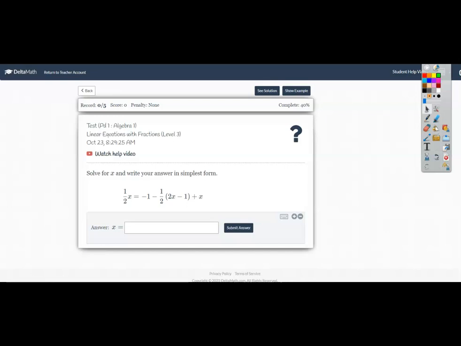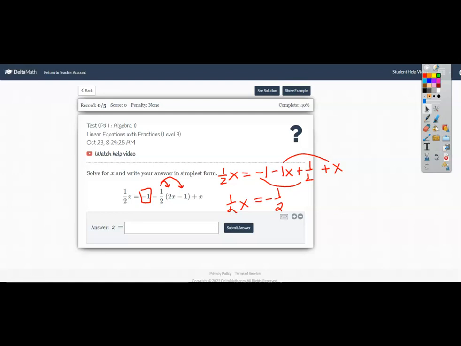All right, so you're going to distribute here. You're going to leave everybody else the same. This minus 1 in the front remains, only the negative 1/2 is being distributed. So half of 2 would be negative 1x, and half of minus 1 is positive 1/2, and then plus x over here. So I'm going to combine these terms over here. I've got negative 1x and positive x, so those cancel out. And I've got negative 1 and positive 1/2, so I've got 1/2 is equal to negative 1/2.